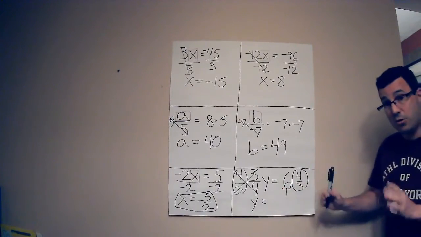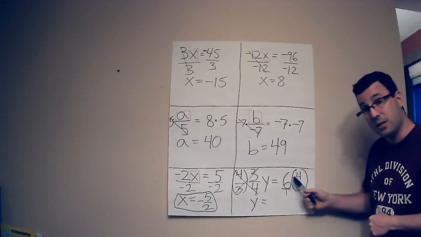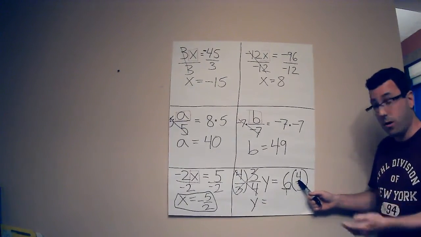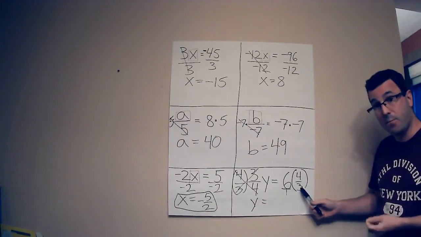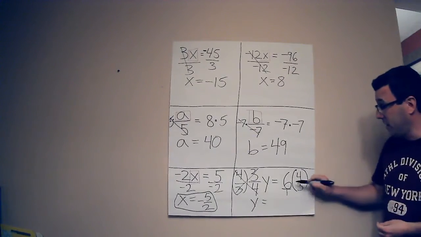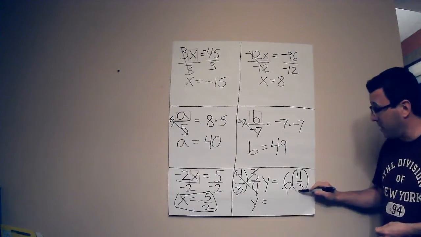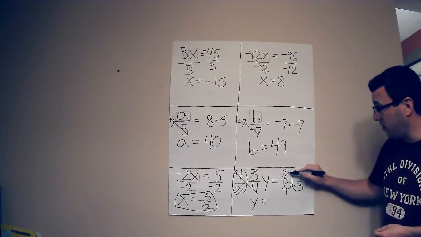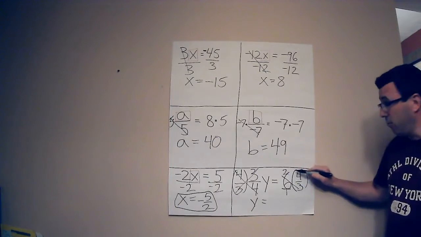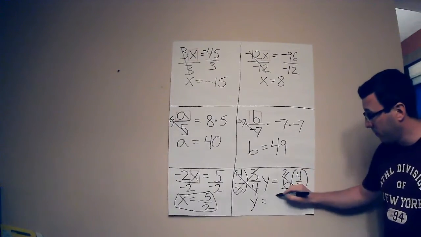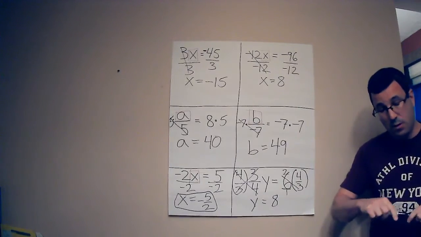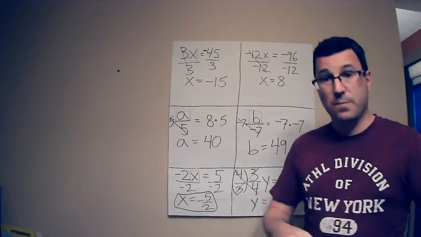If I look here, 2 ways I could do this. I could do 6 times 4, do that, 24, and then divide by 3. Or I can realize that 6 can be divided by 3, and 6 divided by 3 is 2, and now I just do 2 times 4, which gives me 8. Okay? So those are one-step equations.